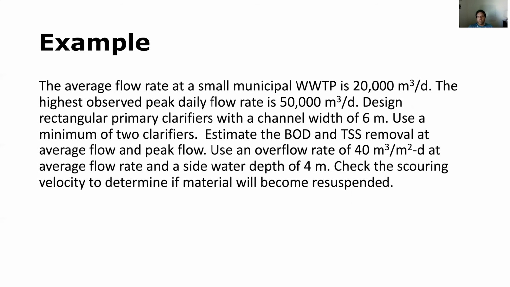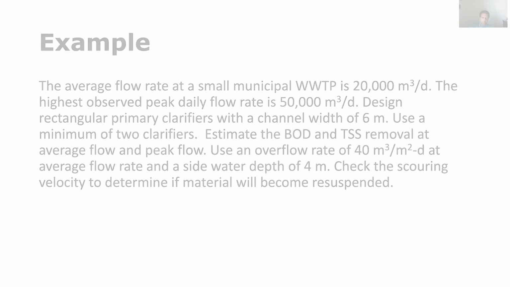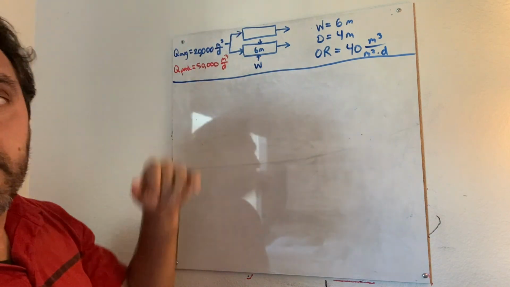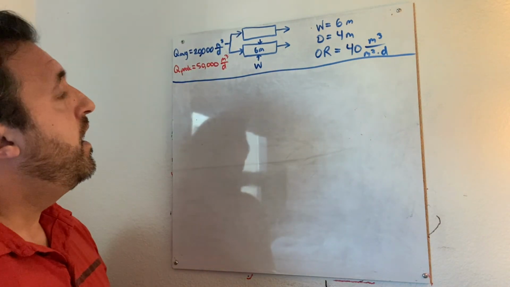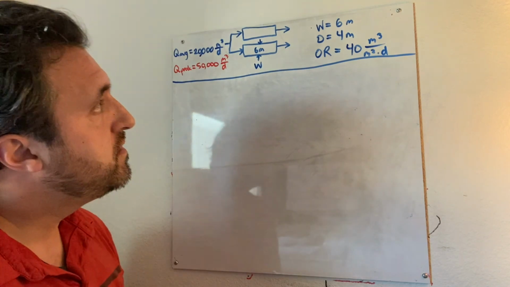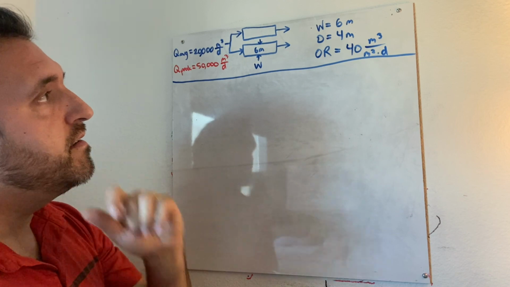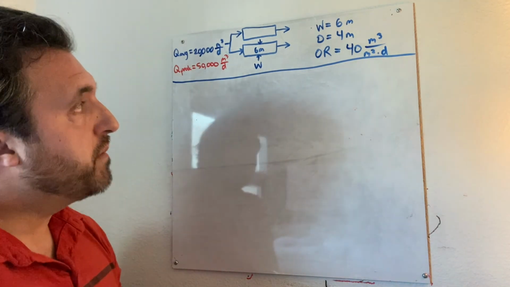And using an overflow rate of 40 cubic meters per square meter per day at average flow rate and a side water depth of 4 meters, let's determine the size of this reactor and check the scouring velocity to determine if the material will become resuspended or not. All right, so we've got a small wastewater treatment plant with 2 primary clarifiers in parallel. Each of them has a width of 6 meters, a side water depth of 4 meters, and we're going to use an overflow rate of 40 cubic meters per square meter per day.